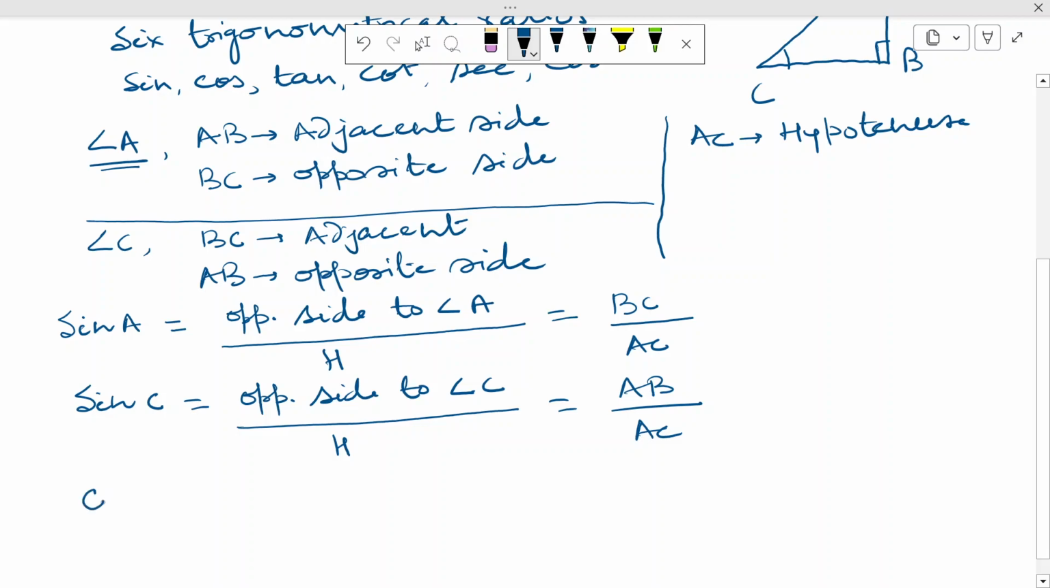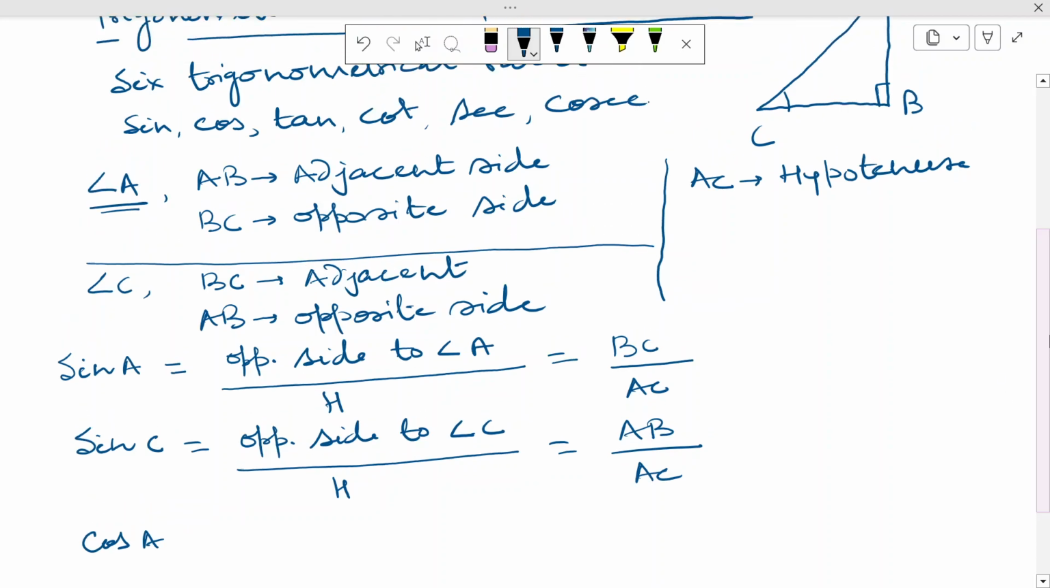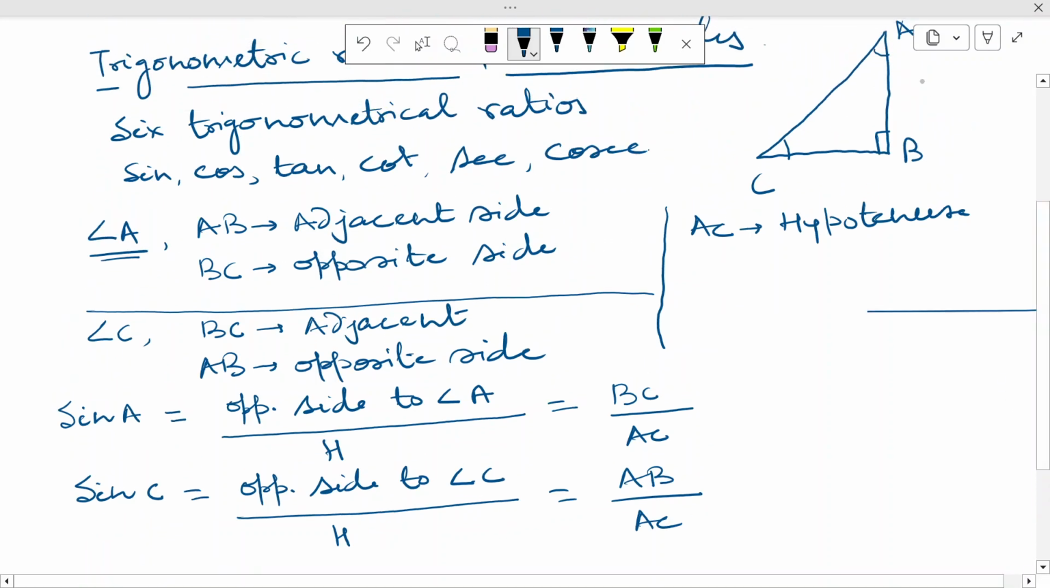Now, when we talk about the cos of any angle, first of all cos of angle A, because we are considering only the acute angle. Here, because angle B is 90 degrees, it is very clear that angle A and angle C both are acute angles.